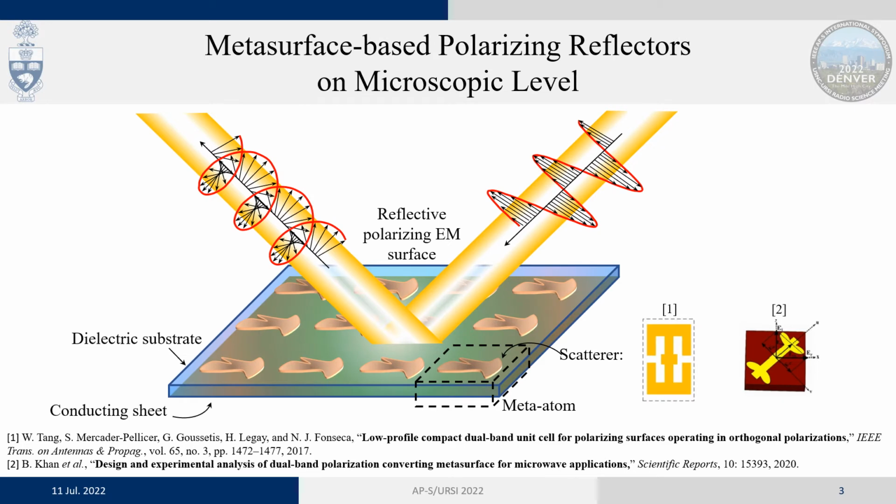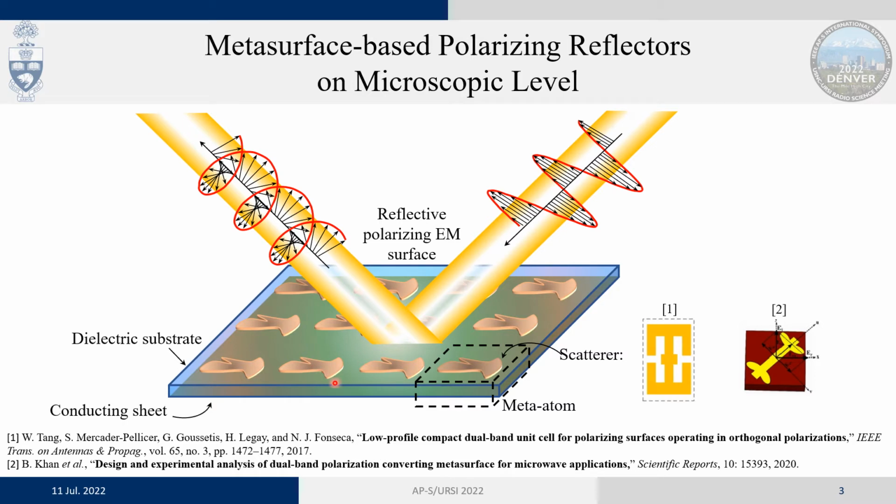In order to achieve these simultaneous functions, it was proposed that it should be done macroscopically on the surface of the reflector. For example, you can see a metasurface-based polarizing reflector in this figure, where the structure is composed of a single layer of scatterers, and this is desirable due to the easier fabrication process. The reflector is composed of a conducting sheet in order to reflect all the waves back, a dielectric substrate, and a single layer of the scatterer.